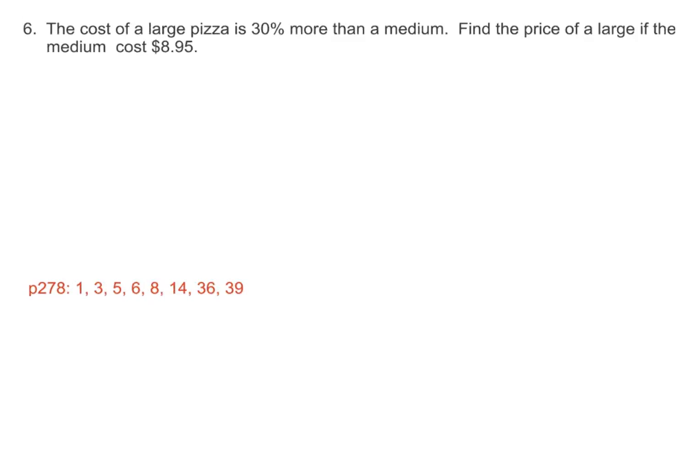24,960 voters. All right, let's get to a question that's near and dear to my heart, or I should say my stomach. The cost of a large pizza is 30% more than a medium. That makes sense. You get more, right? It costs only 30% more. Find the price of a large if the medium cost $8.95. Find the cost of a large.